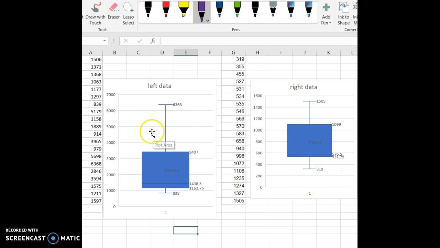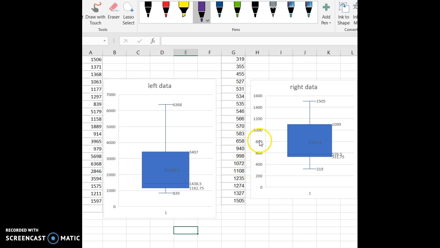Now, in order for me to compare it to left data, which is someone else and their results, I need to be able to compare these two box and whisker plots with the same information, with the same axis. Can you see this vertical axis for the left data goes up to 7,000? So that's 7 seconds. This person is clearly slower than the person that did right data. Remember over here, the right data maximum is just over 1.5 seconds. In order for us to really compare these two, we need to have them on the same scale.